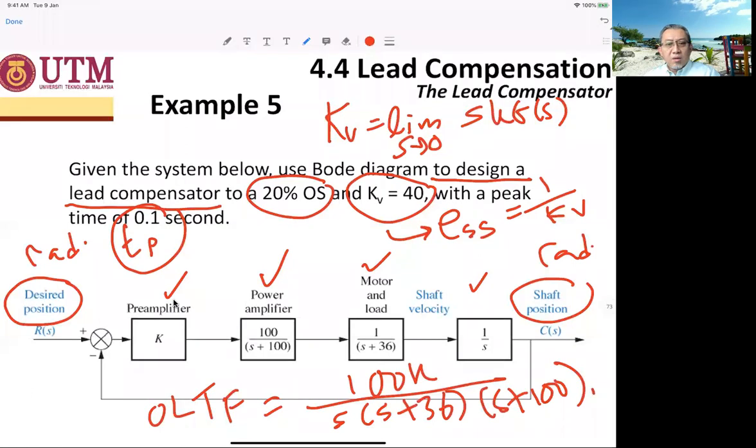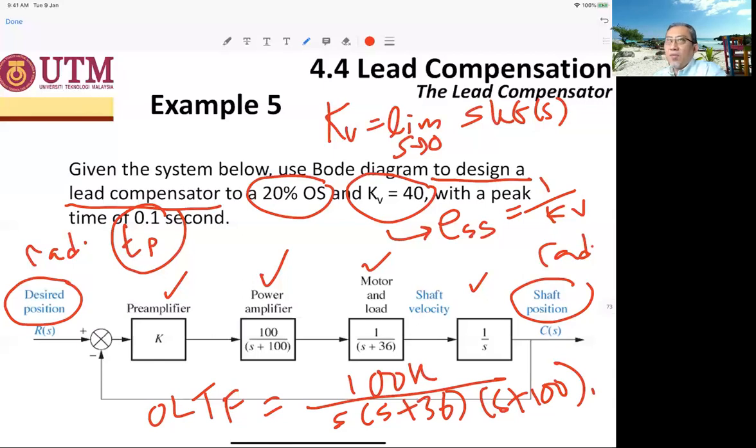Read the question, try to understand, and try to relate the basic formulas that we learned in the previous chapter. We have 3 targets to fulfill, which is the overshoot of 20%. So we can imagine that overshoot will give zeta, and zeta will give phase margin. That kind of relationship you must try to relate in order to understand the problem.